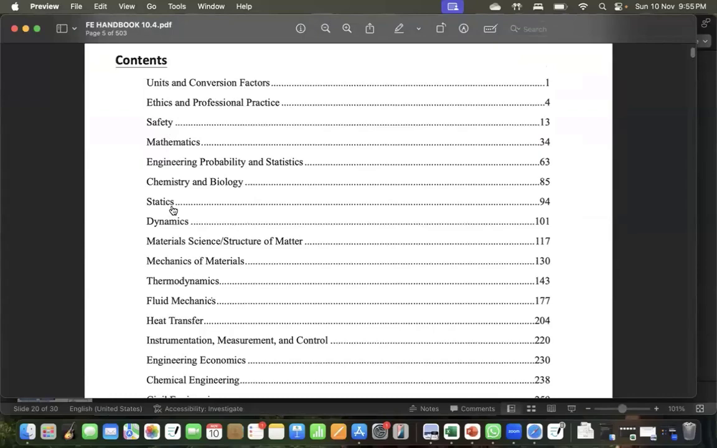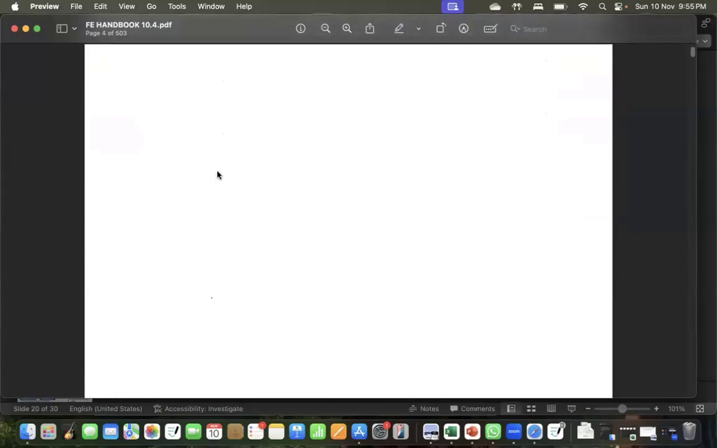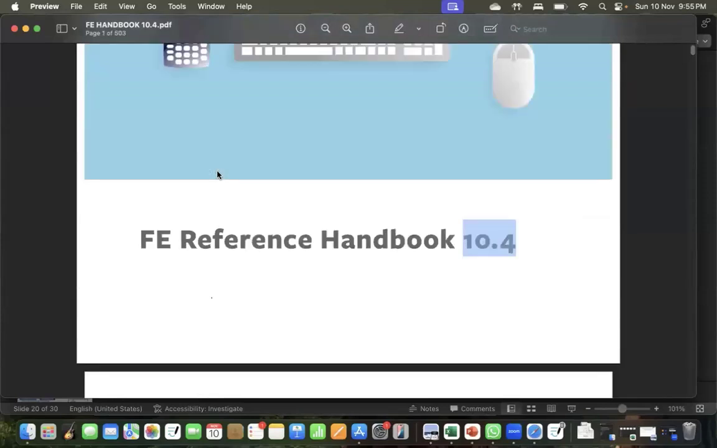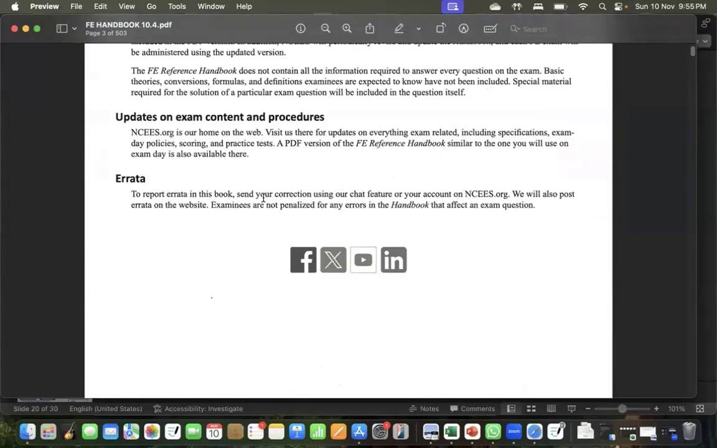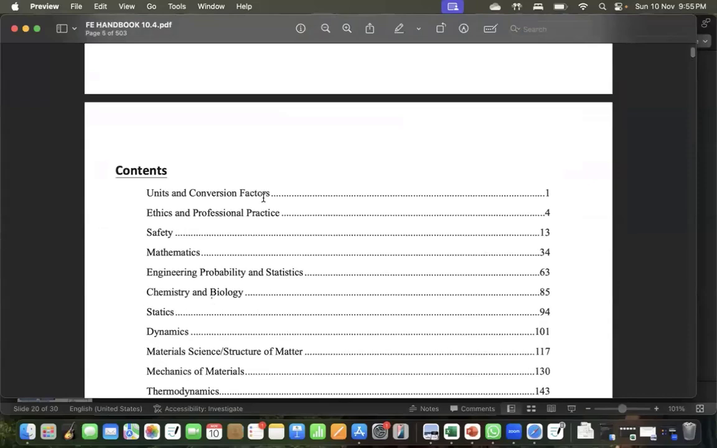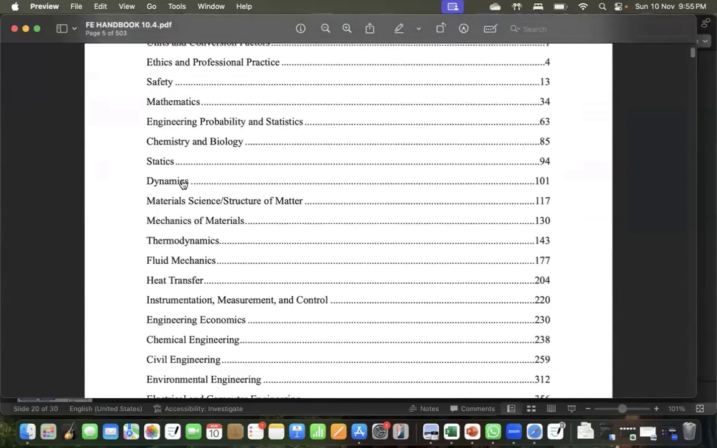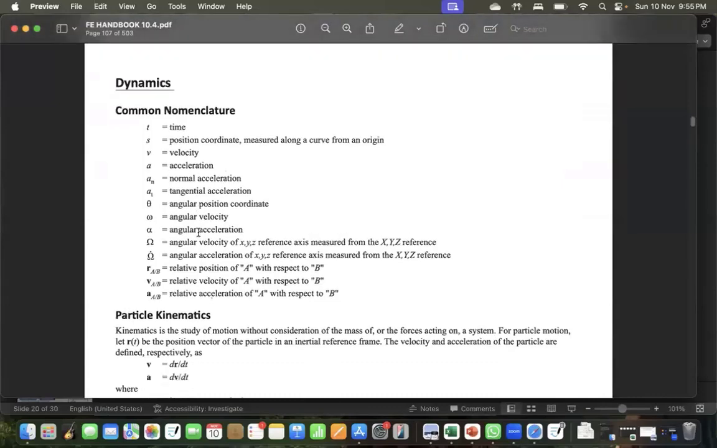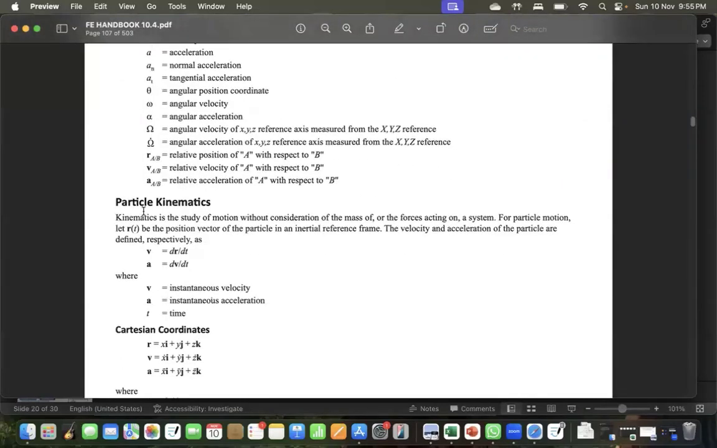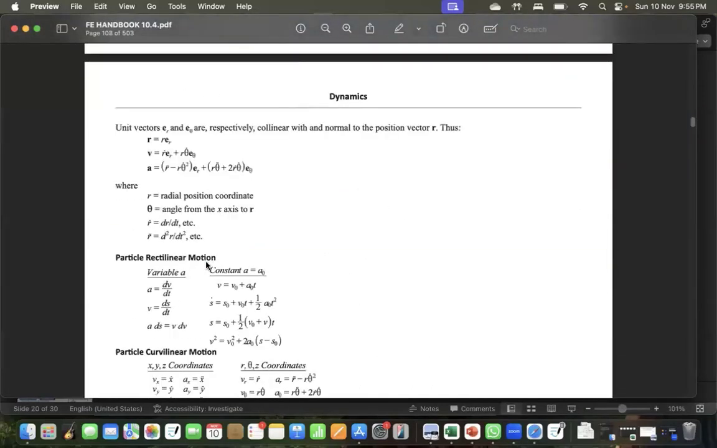One thing you have to remember: this handbook, whatever you get in the exam, will be for all engineering streams. It will be for mechanical, chemical, civil engineering, etc. So it's our choice to pick up the right subject and right content there. The syllabus will guide you. Suppose you go into dynamics, you will get entire content in the syllabus here.